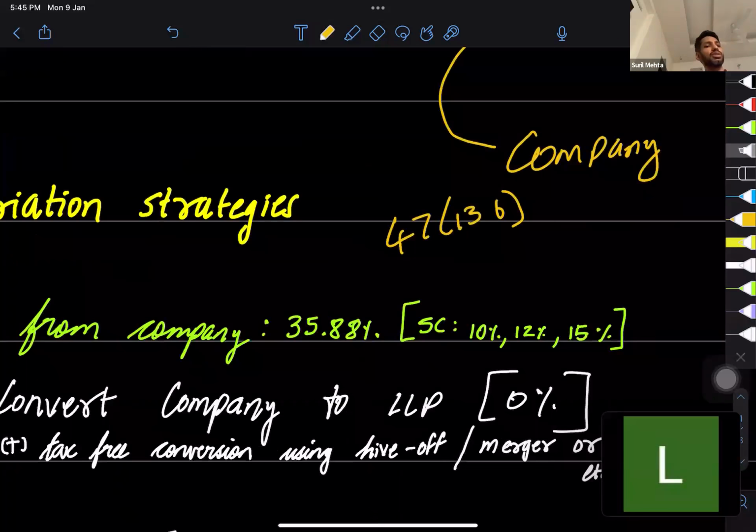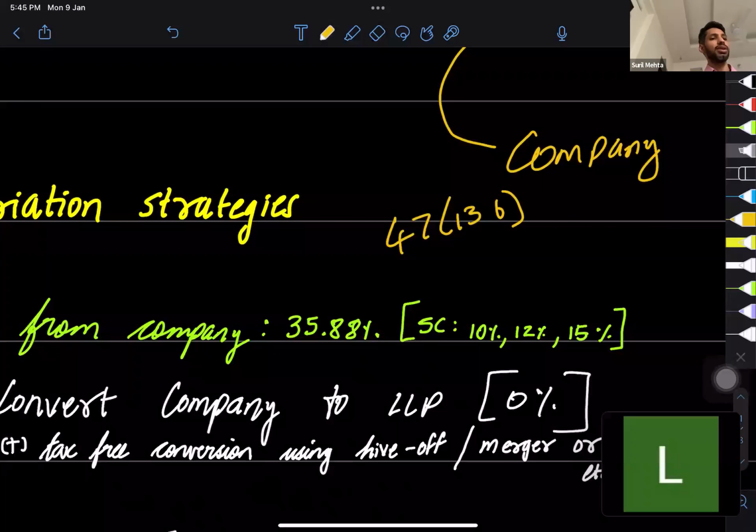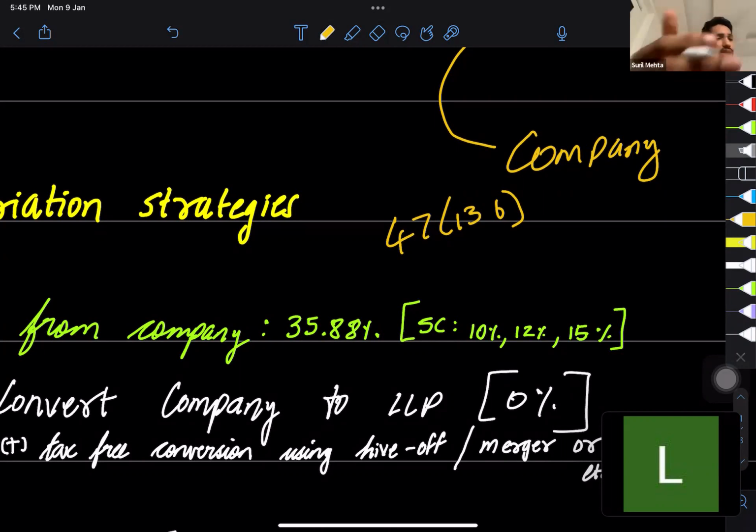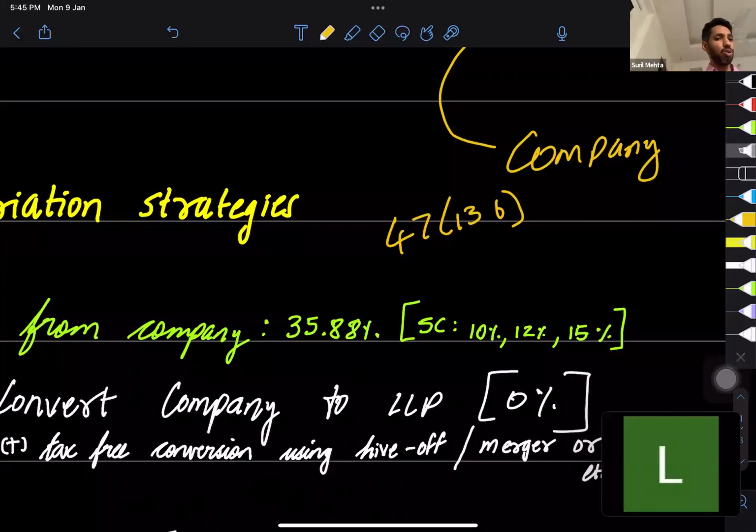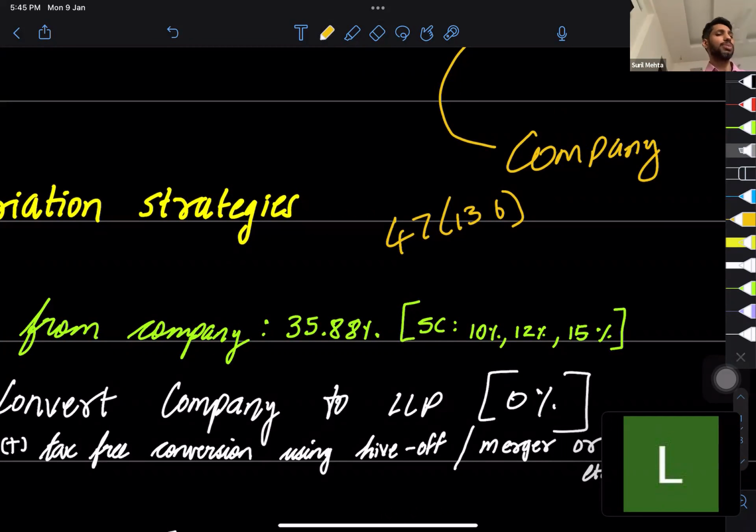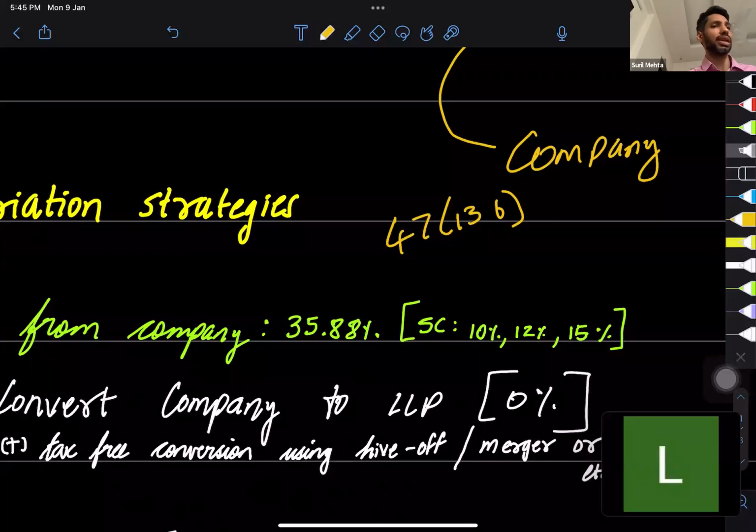So one of the strategies to do a tax-free conversion is that a company, let's say company A, the earlier example, having 3 divisions. We are talking about the engineering goods division. So the engineering goods division gets demerged to another company, and that new company converts. So it's a 1,000 crore company, right? We are issuing shares worth 1,000 crores. We have assets worth 1,000 crores, right? So do you think that 47(13)(b) will be satisfied if we convert the new company to an LLP?